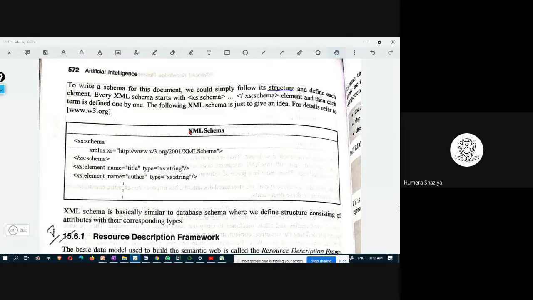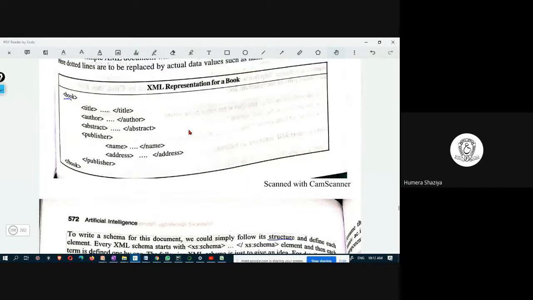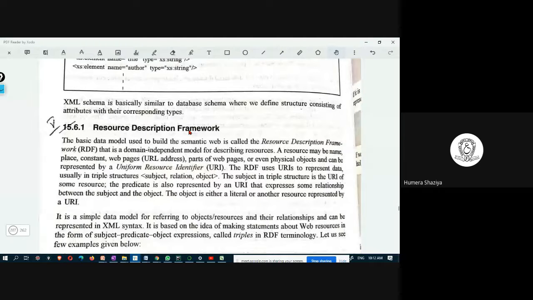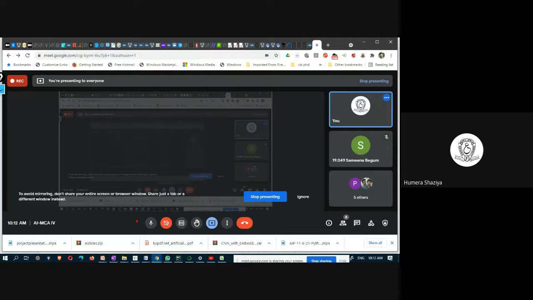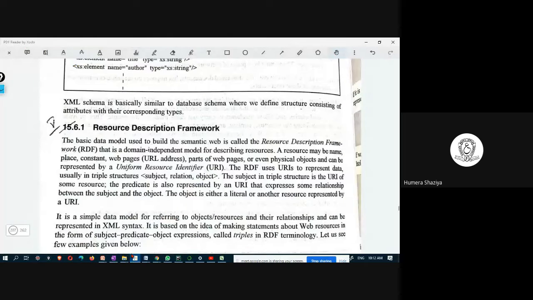Like that, you can go on describing every element from this abstract. Publisher is a tag which further includes two subtags. That the structure description could be done in XML through XML schema. All right, this is the first method for a semantic web.